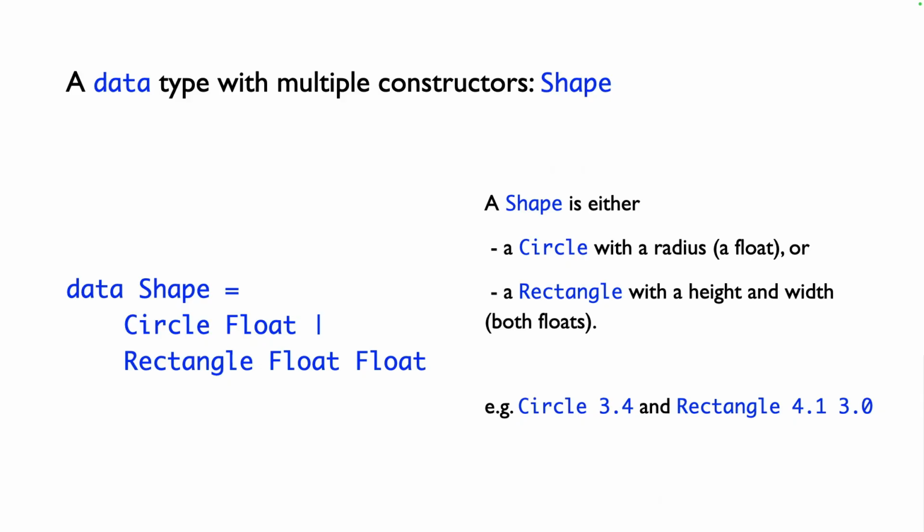So a shape is either a circle or a rectangle. Examples are Circle 3.4 or Rectangle applied to 4.1 and 3.0. So both of those two different kinds of data live in the same data type. That's important too. Crucial to realize that.